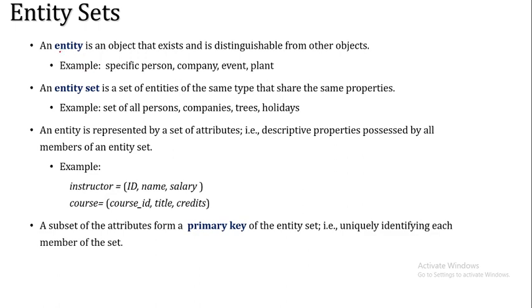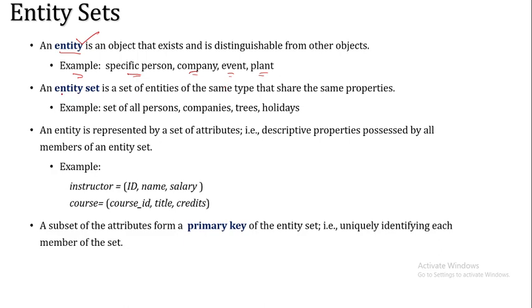By the book's definition, we can say that an entity is an object that exists and is distinguishable from other objects. It is unique, and it relates to real world things. For example, a specific person, a company, an event, a plant, whatever it is, that uniquely represents a real world thing.